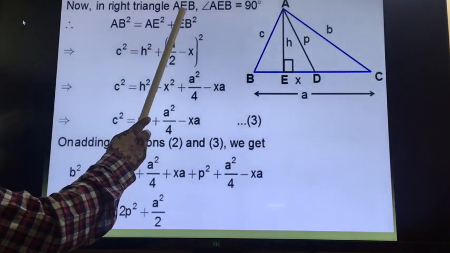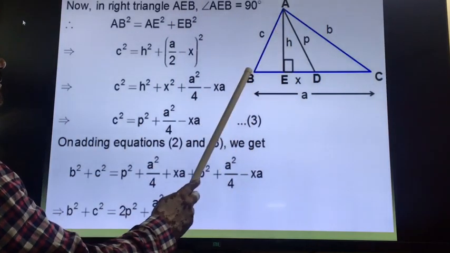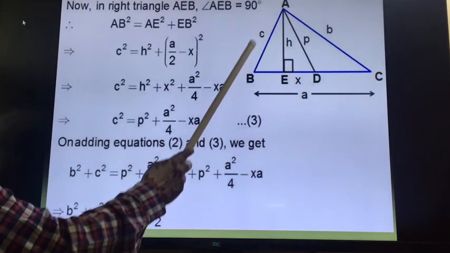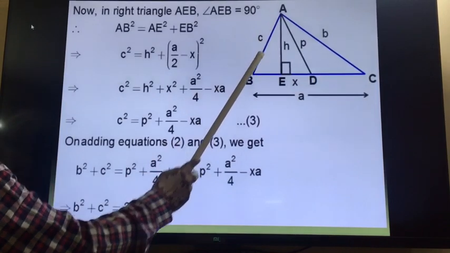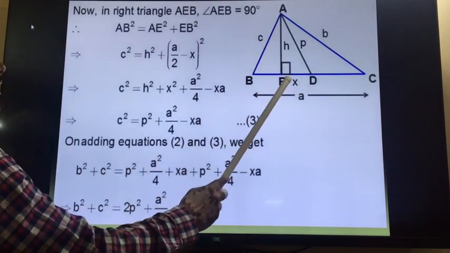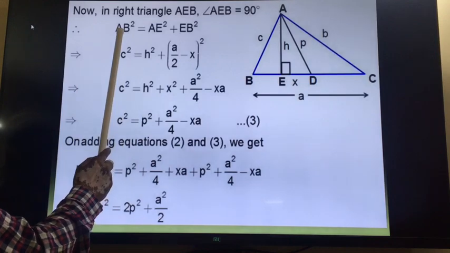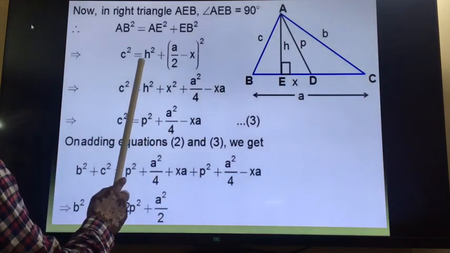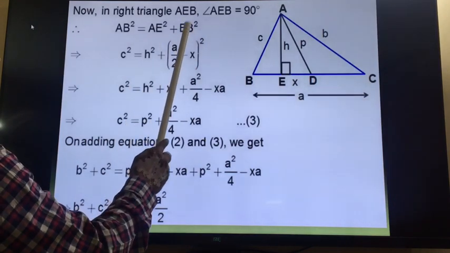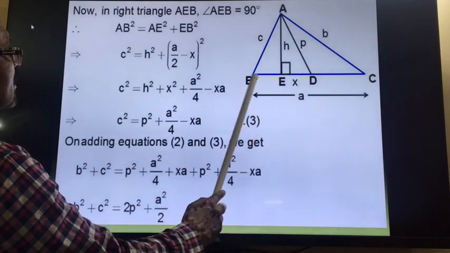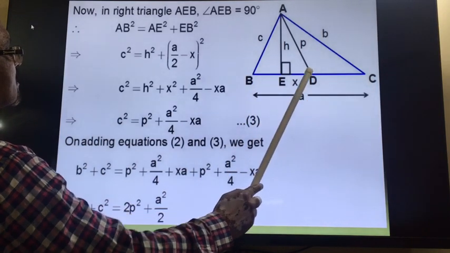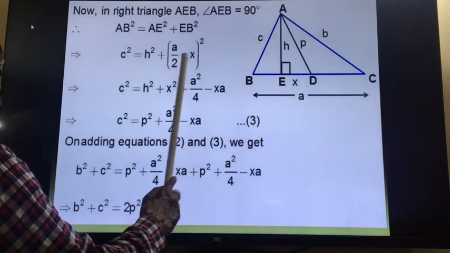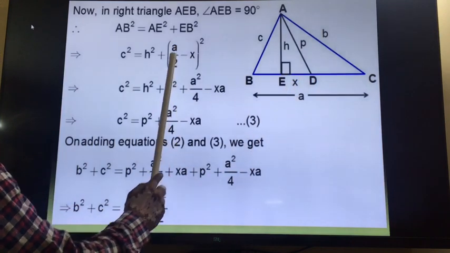Now we will take triangle AEB on the left side. In this case AB is the hypotenuse. This is equal to C, given. So AB square will be equal to AE square plus BE square, or EB square. AB is equal to C, so C square is equal to H square plus EB square. EB, this distance, we can write as BD minus ED. So BD is A by 2 minus ED, which is x. So we will get A by 2 minus x.